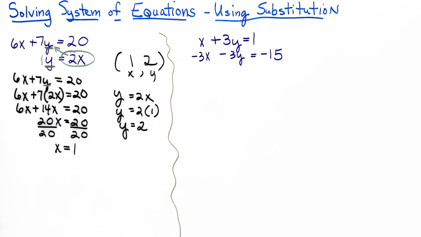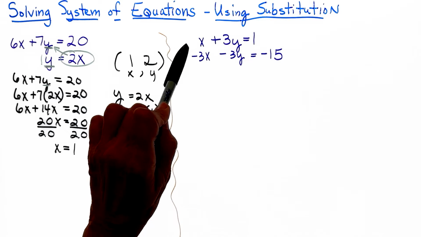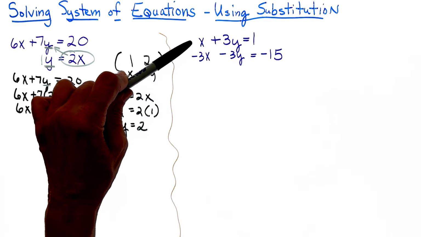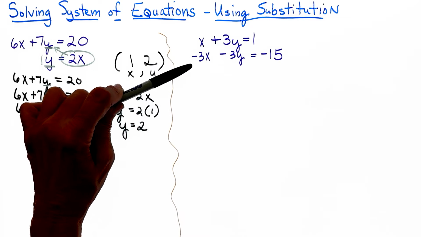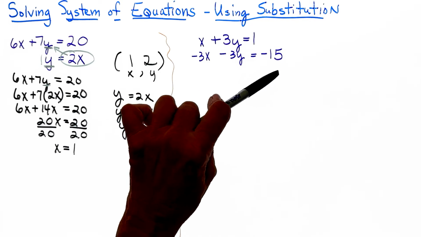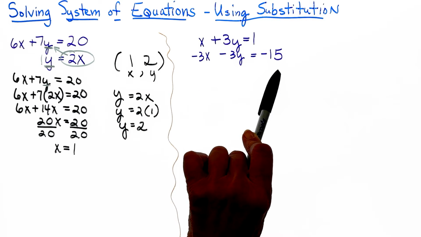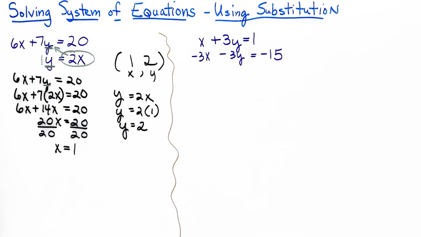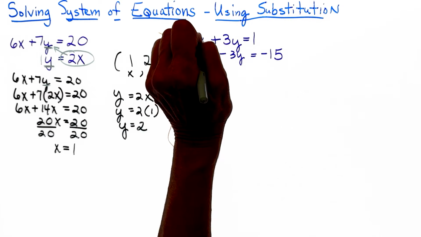So let's go to one that's a little bit more complicated. For the first one, it actually gave us y was equal to 2x. Look at the second problem. As we look at this, we can see we have x plus 3y equals 1, and negative 3x minus 3y equals negative 15. A lot of negatives. We're going to have to be careful today. But I see that my x up here has a 1 as a coefficient.